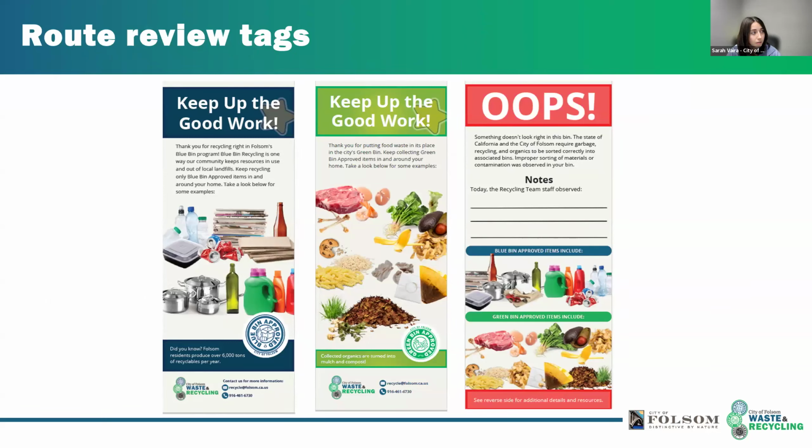This is just a snapshot of our route review tags. We were monitoring the 3-bin system, so the recycling, the green bin, as well as the garbage. We had 2 good job tags, or what we were calling our gold star tags, for recycling as well as for the green bin. These tags were provided to bins that had less than 10% visible contamination. Our OOPS tag is our generic tag for the recycling, the green bin, as well as the garbage if we saw something that wasn't supposed to go in there.